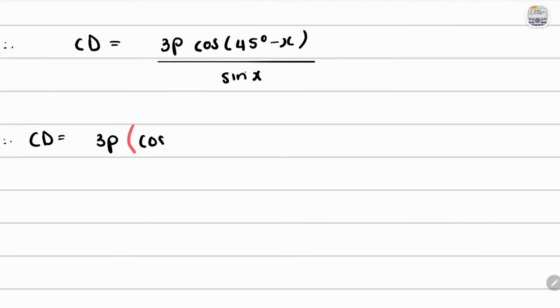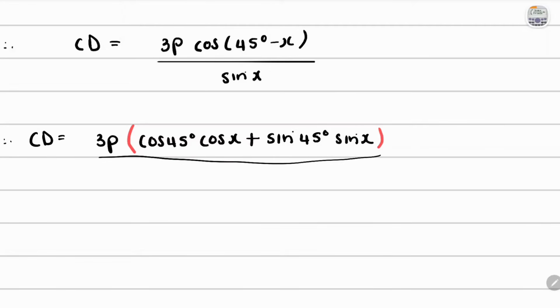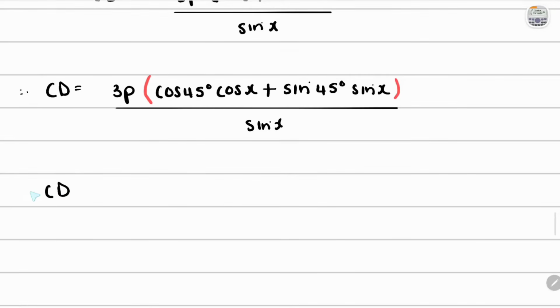So it's going to become cos 45 degrees times cos x. Then because we have a minus, it changes to a plus. Sine 45 degrees sine x. And this goes all over sine x. Okay, so still simplifying that part.